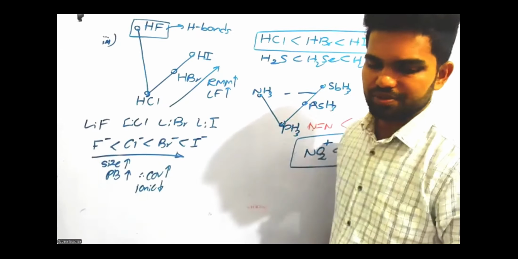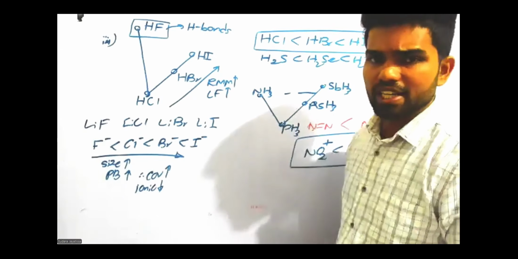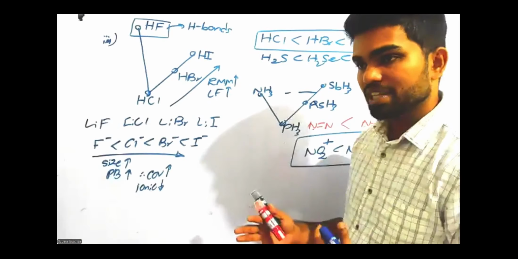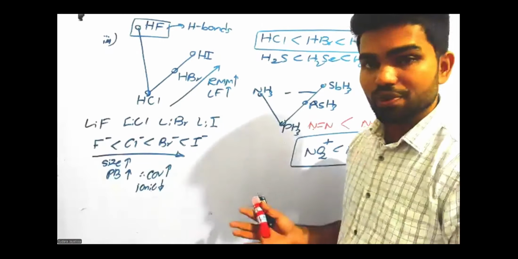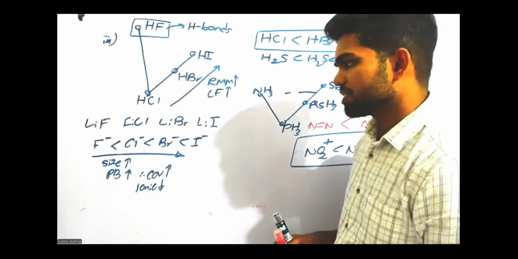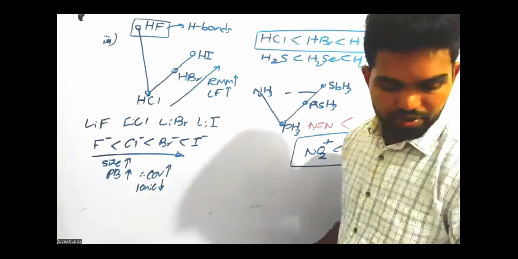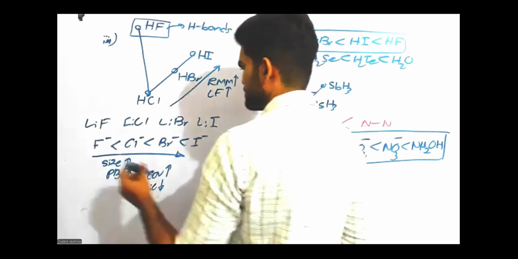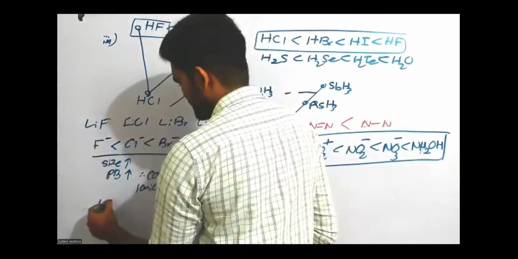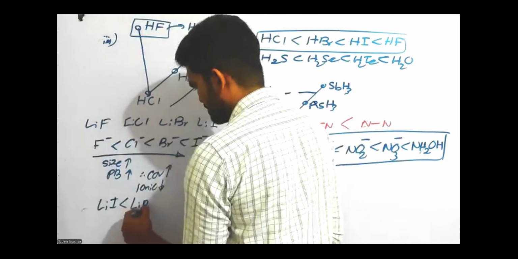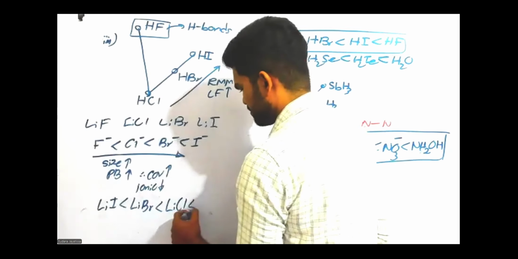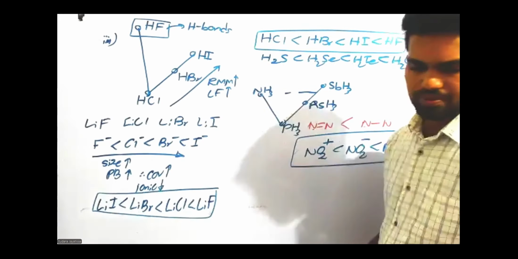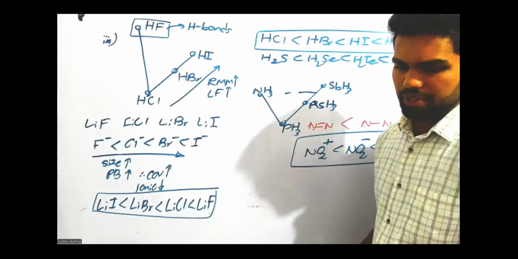You can say the same thing using electronegativity also. Fluorine has the highest electronegativity, and the largest difference will be between lithium and fluoride, so it is going to have the highest ionic character. So the correct order, from the most ionic, is lithium iodide, lithium bromide, chloride, then fluoride. This is the correct order. Understood that one?